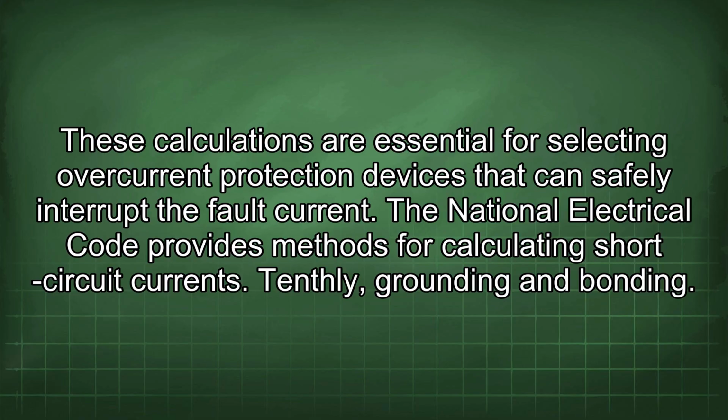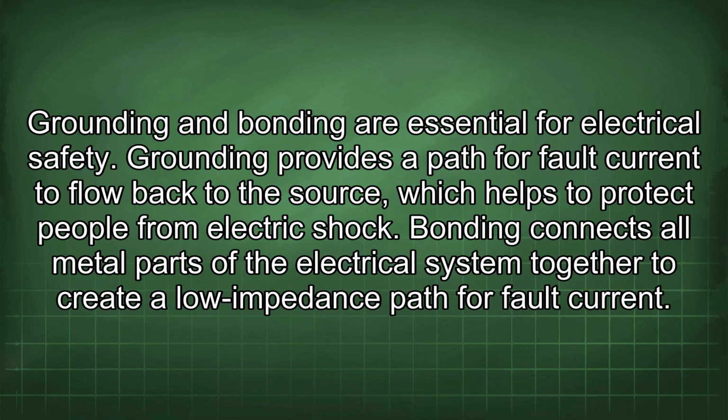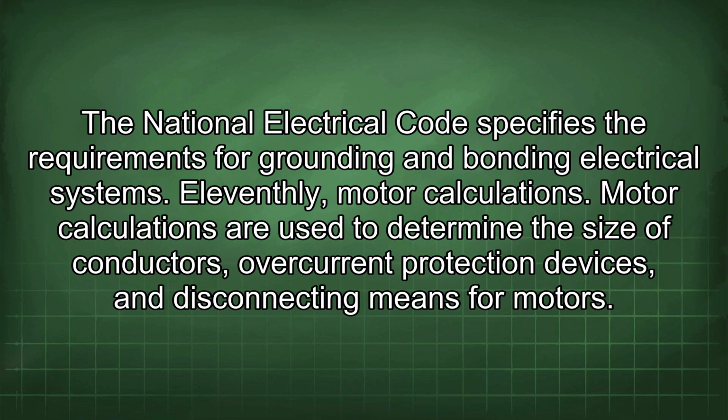Tenthly, grounding and bonding. Grounding and bonding are essential for electrical safety. Grounding provides a path for fault current to flow back to the source, which helps to protect people from electric shock. Bonding connects all metal parts of the electrical system together to create a low impedance path for fault current. The National Electrical Code specifies the requirements for grounding and bonding electrical systems.